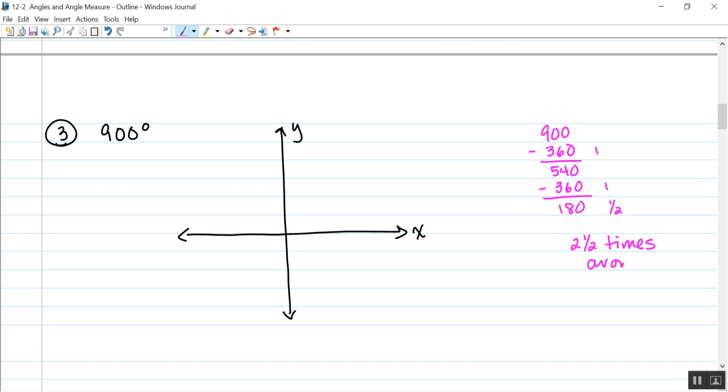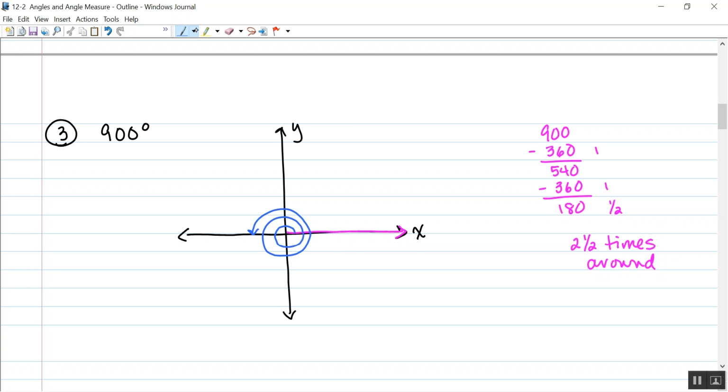And because this is a positive 900, I'm going to be going in the counterclockwise direction. So there's my angle. Okay. And I'm going to be going around, starting here. There's once around, twice around, and I'm going to stop right there.